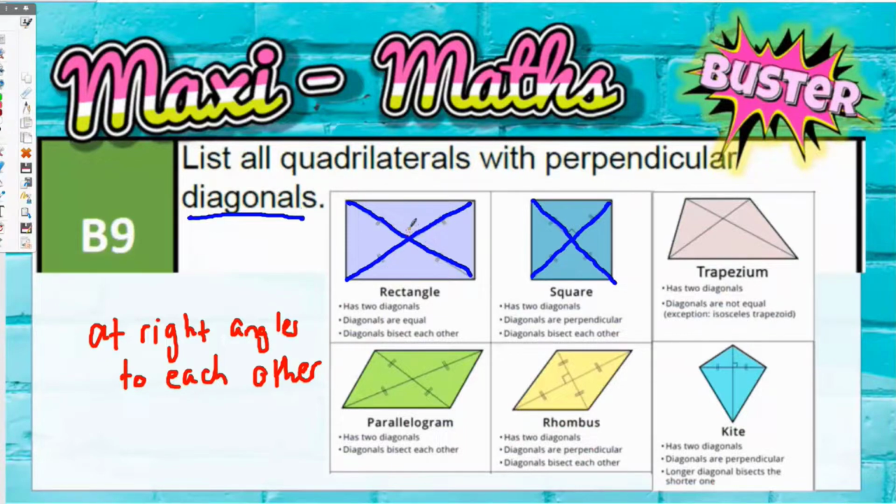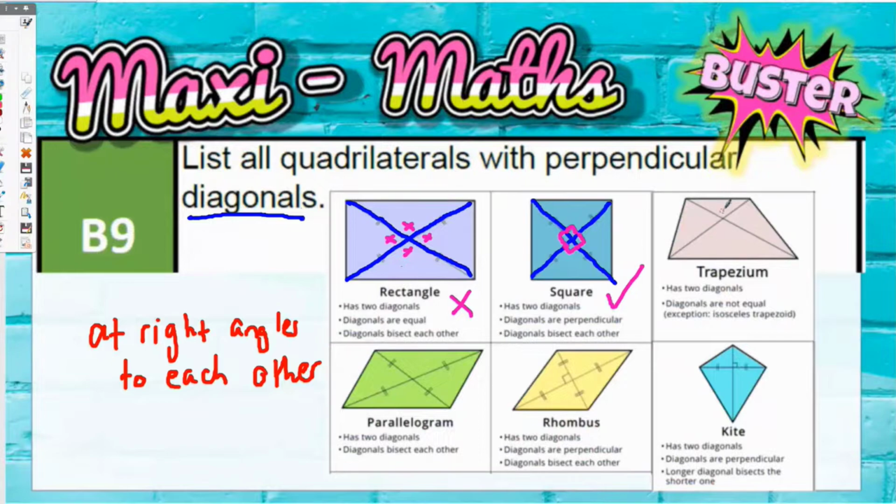So a rectangle, this is not a right angle, this is not a right angle, this is not a right angle, this is not a right angle. So the rectangle does not have perpendicular diagonals. The square, the diagonals all intersect each other at 90 degrees. So the square definitely does.